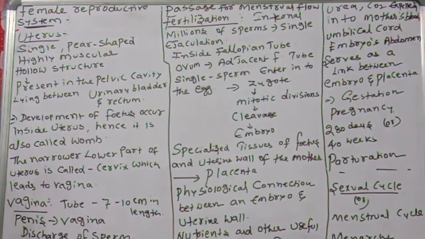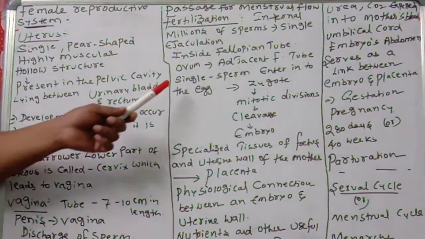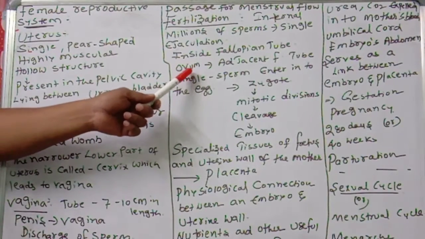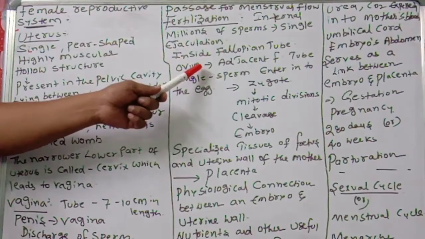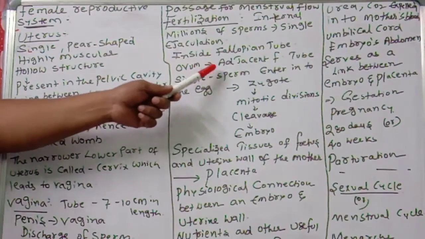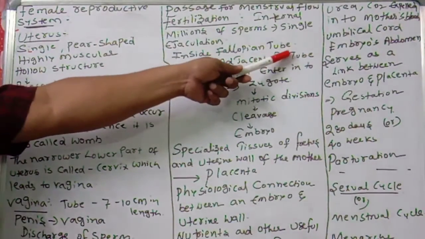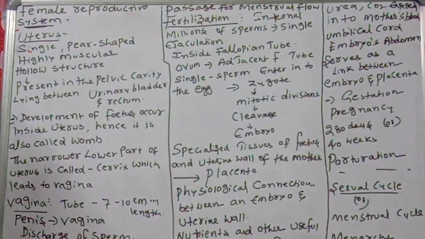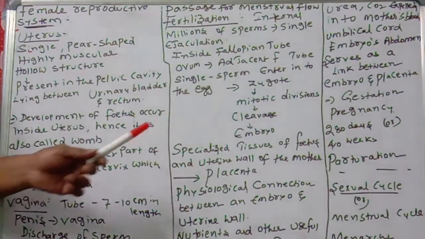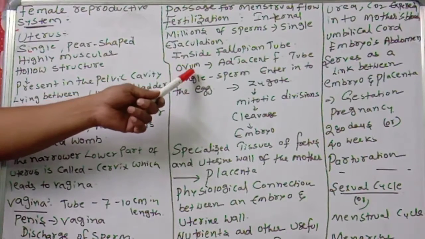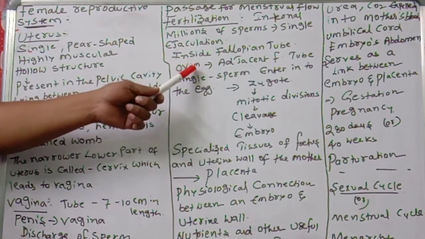Fertilization takes place inside the fallopian tube. Sperms received by the vagina travel to the egg, or ovum, that is present adjacent to the fallopian tube. That point you should also remember. Sperms travel to the egg in the fallopian tube by the lashing movement of their tail. How can sperms move? They use their tail to move towards the egg, with a lashing movement of the tail.